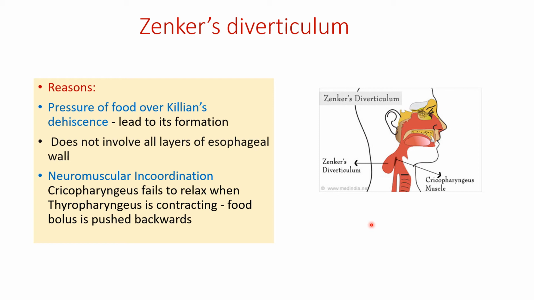There will be neuromuscular incoordination. That is, there is incoordination of the action of cricopharyngeus and thyropharyngeus. So when the thyropharyngeus is contracting, the cricopharyngeus fails to relax. That makes the food bolus to be pushed backwards. That's the explanation for the formation of the Zenker's diverticulum. So the reason is neuromuscular incoordination.